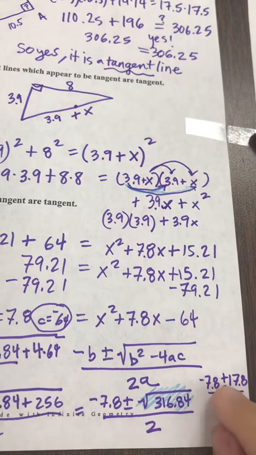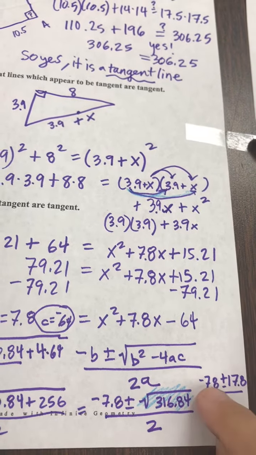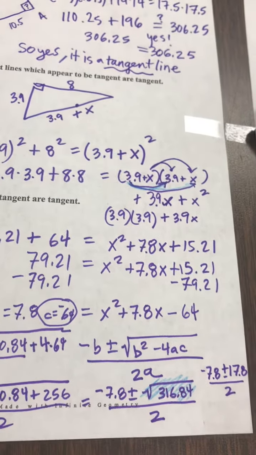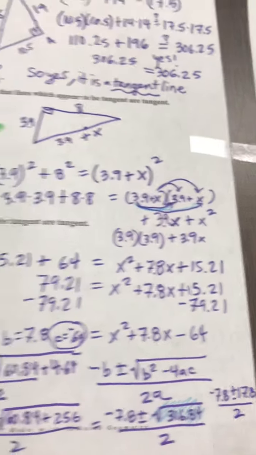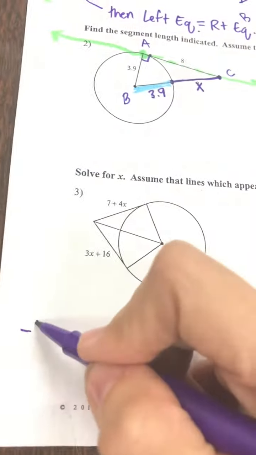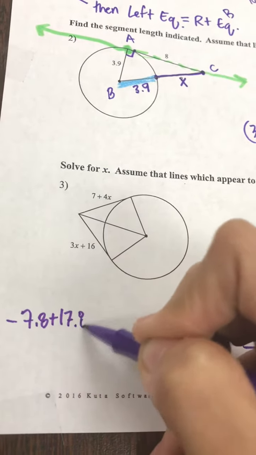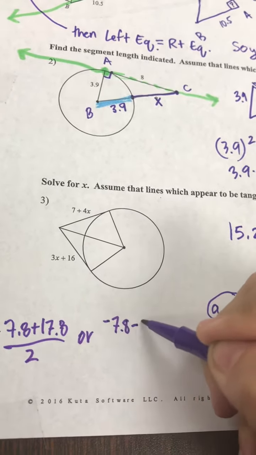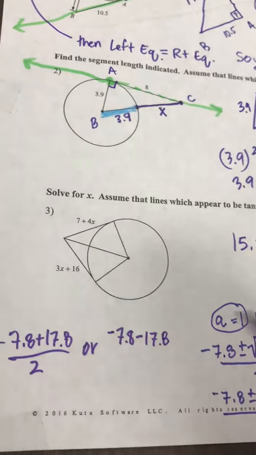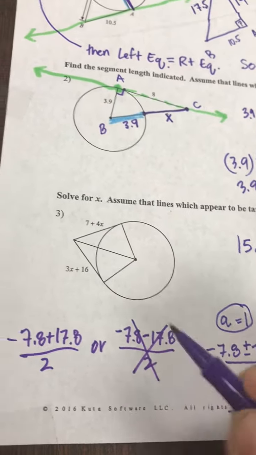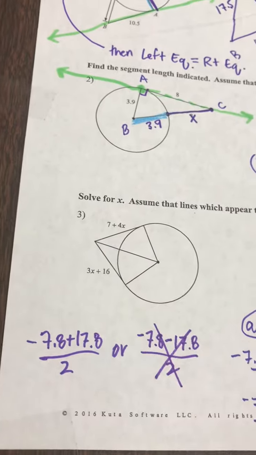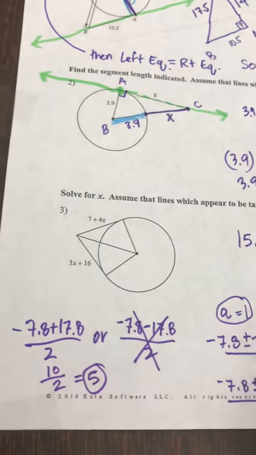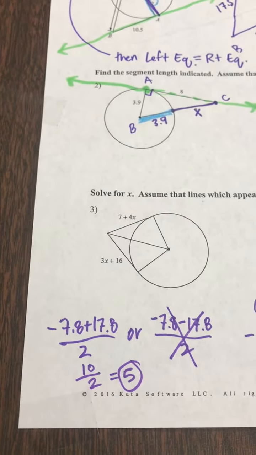So in the numerator, I need to add those two numbers, negative 7.8 plus 17.8 over 2, and then I need to subtract. Okay, now I'm running out of space, so I'm going to have to scoot over here. So negative 7.8 plus 17.8 over 2, or negative 7.8 minus. Well, this is a length, so we're going to ignore the negative and just take our answer as the positive. So when I subtract these two, I get 10, and 10 divided by 2 is 5. Awesome.